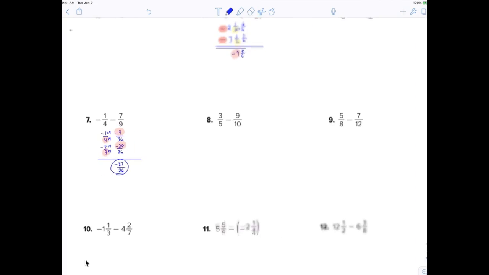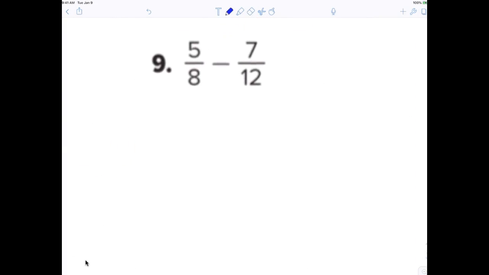All right, here we go. Let's try some more. Okay. Now, Cece, are these relatively prime? Are 8 and 12 relatively prime? That's right. They are not relatively prime. If you do 8 times 12, you will get a common denominator, which is 96. But it's not the least.